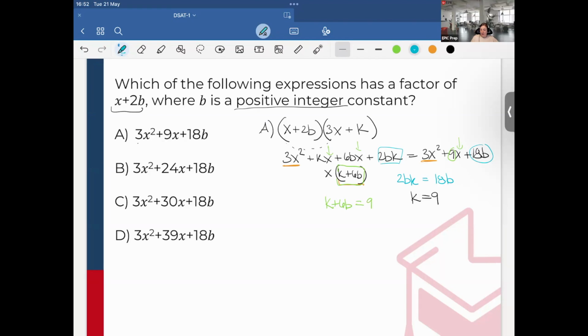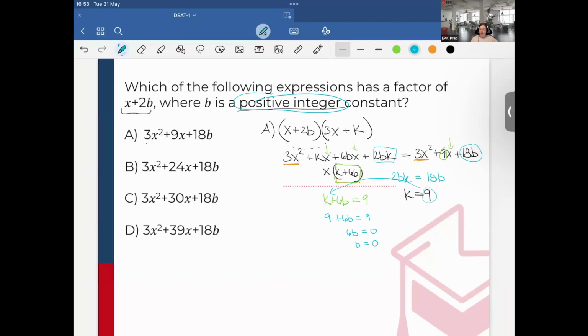I now have solved for what k is, so I can now substitute that in here. So that'd be 9 plus 6b is equal to 9. I get 6b is equal to 0. So this will give me that b equals 0. However, I want b to be a positive integer constant. Okay, so I should go through and check out all the answer choices.